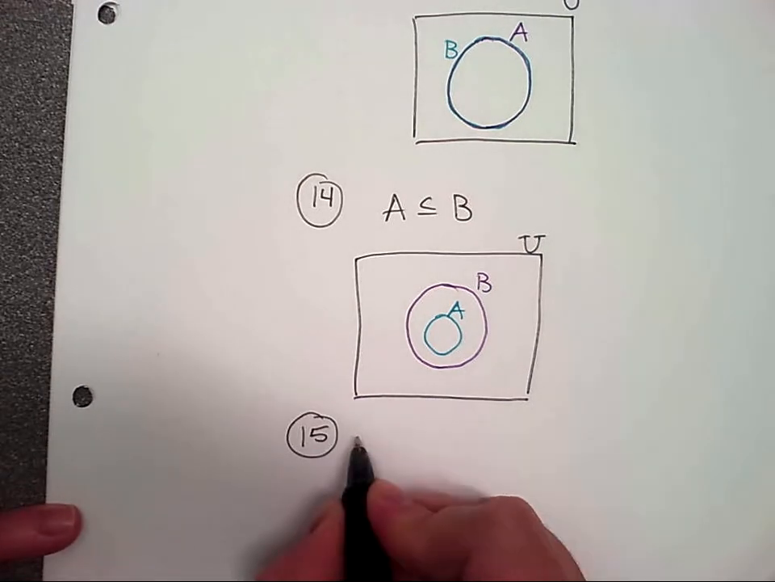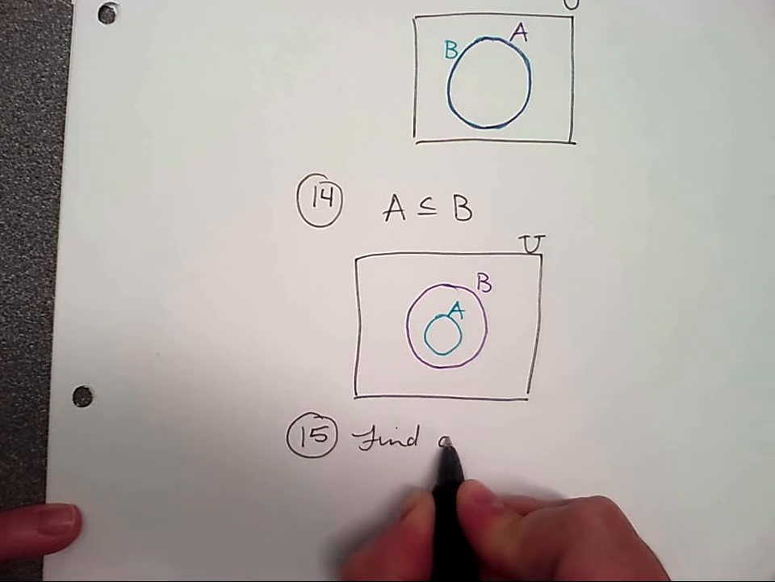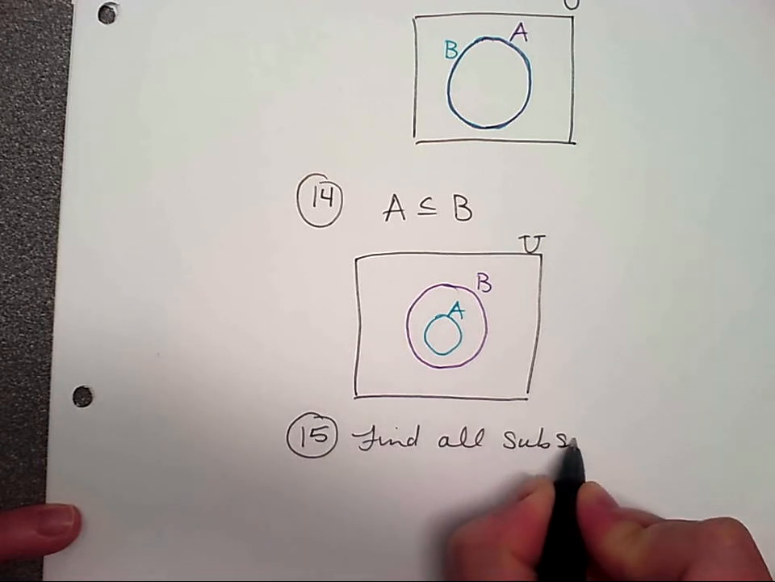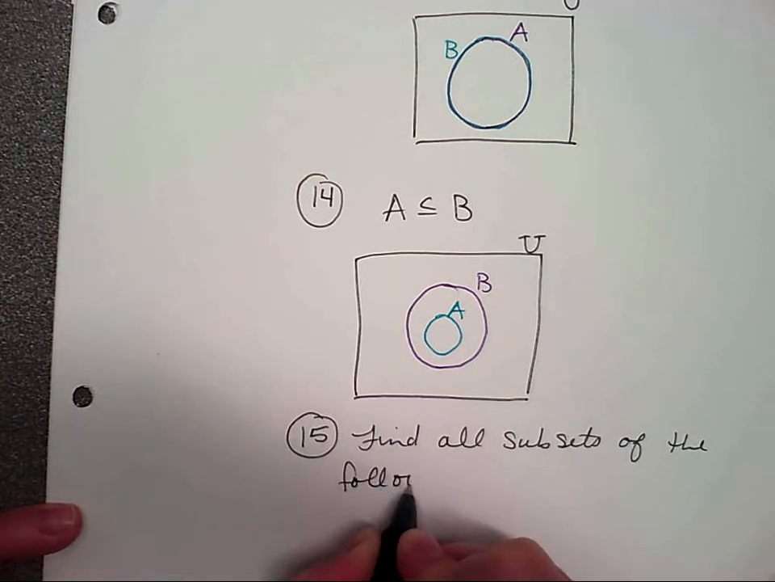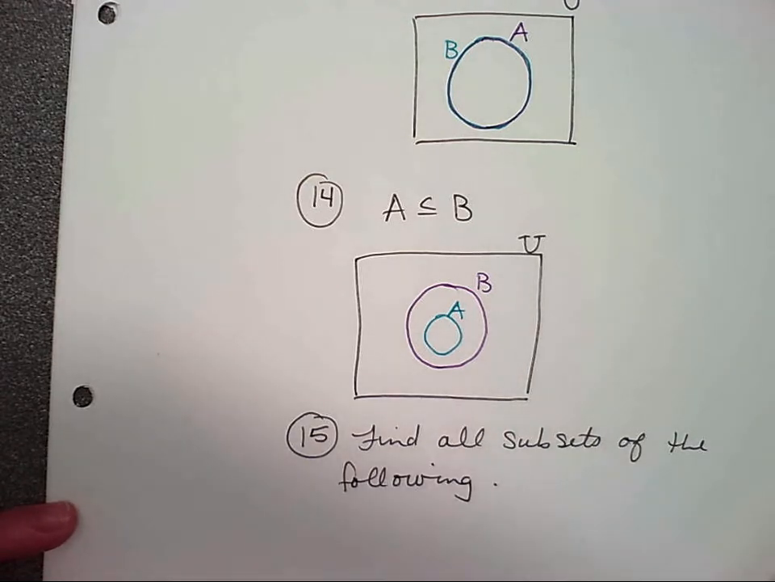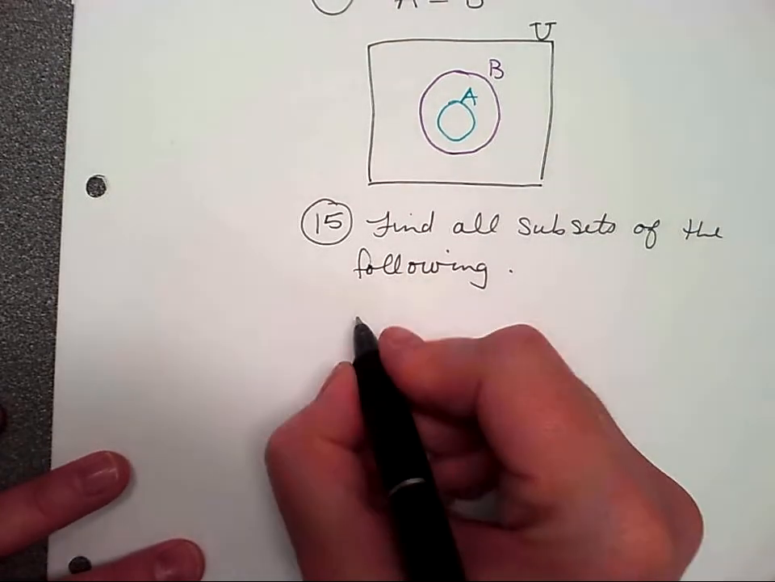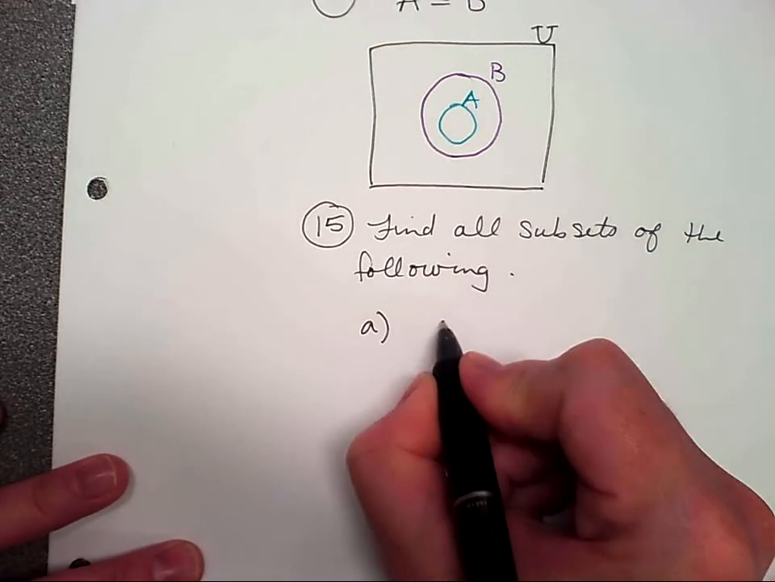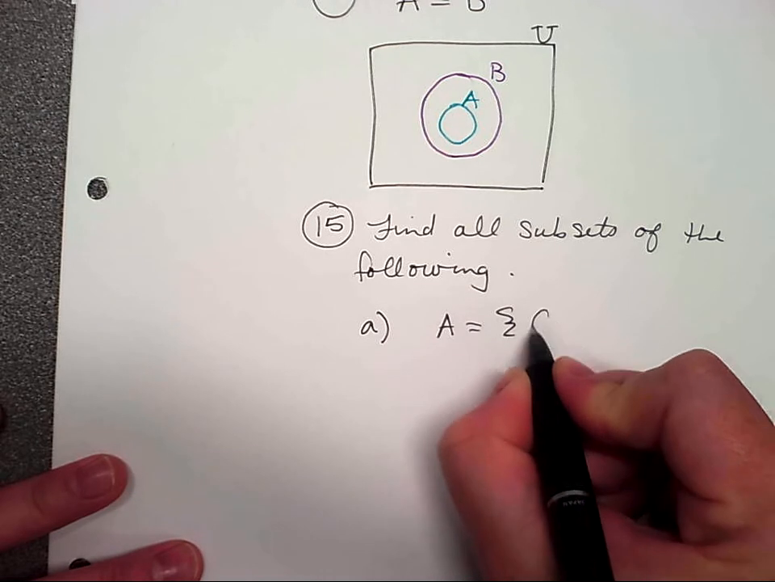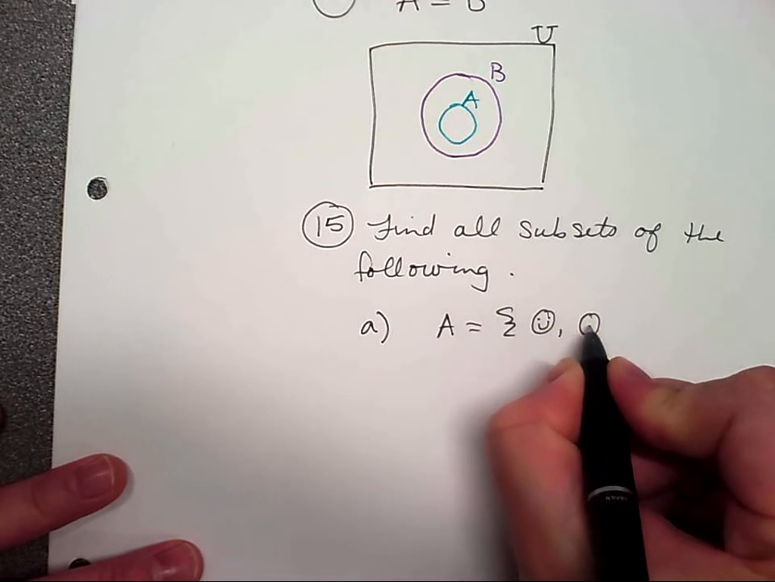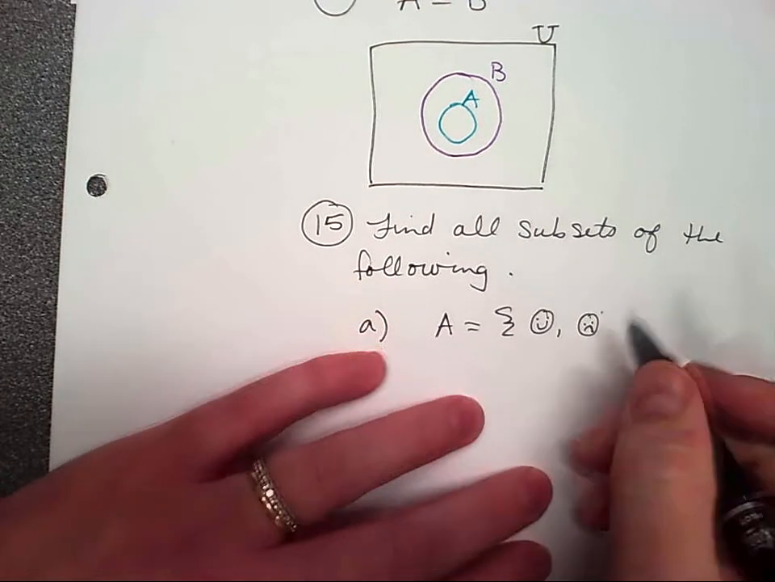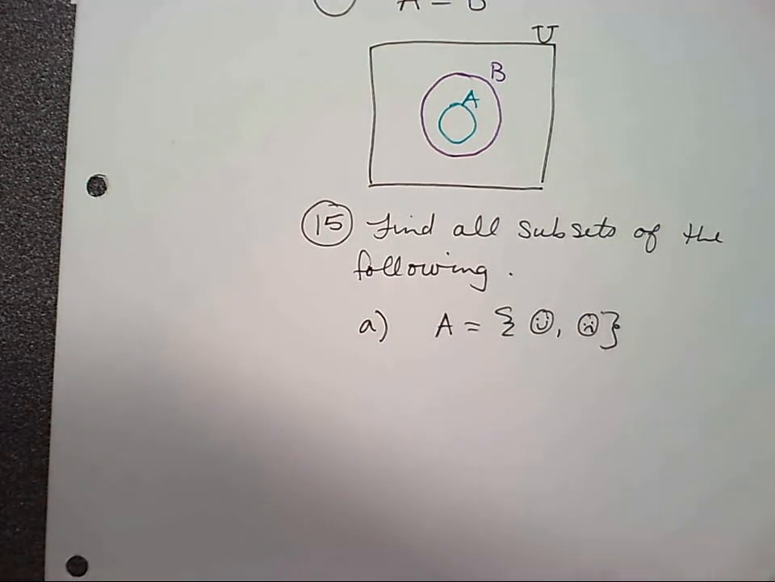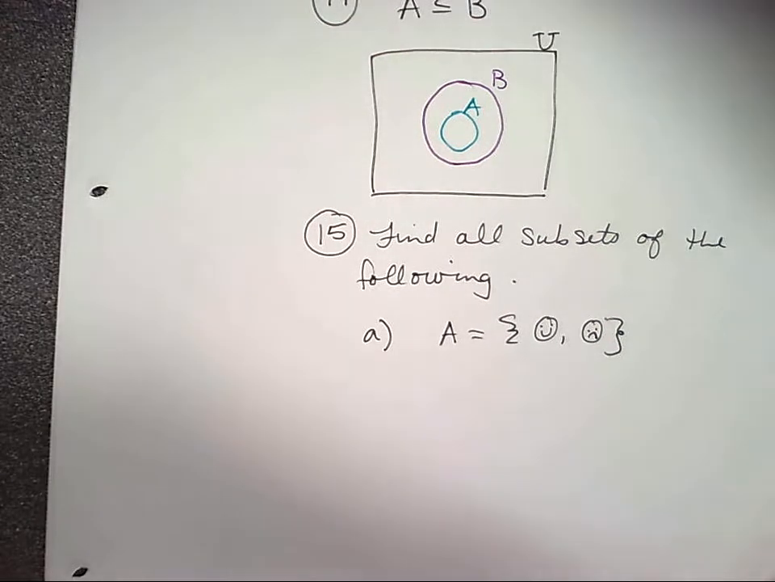All right, 15. Find all subsets of the following. So we're trying to look at a set and find all possible subsets. Okay, say A equals smiley face, sad face. I don't care what my elements are. I have a 2-element set. I need to find all of the possible subsets.